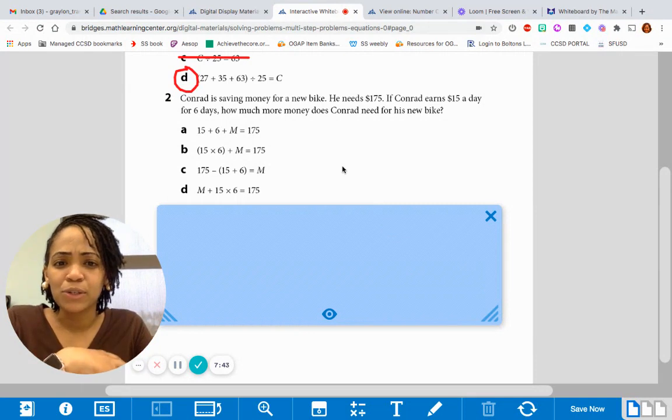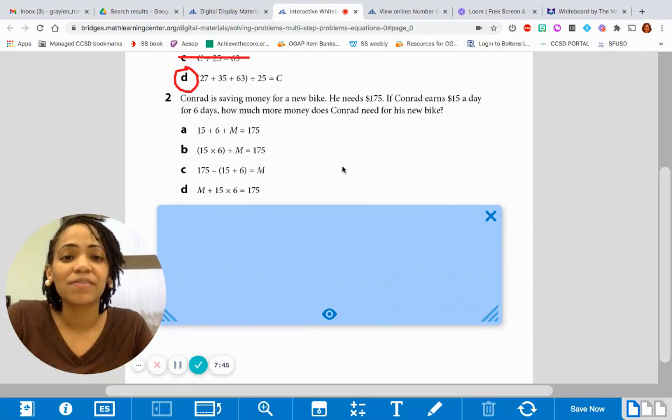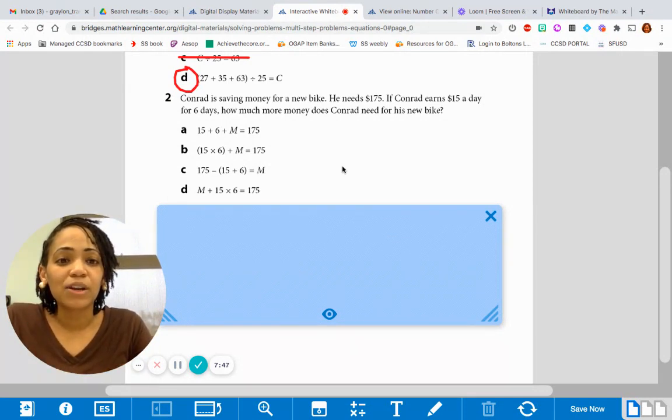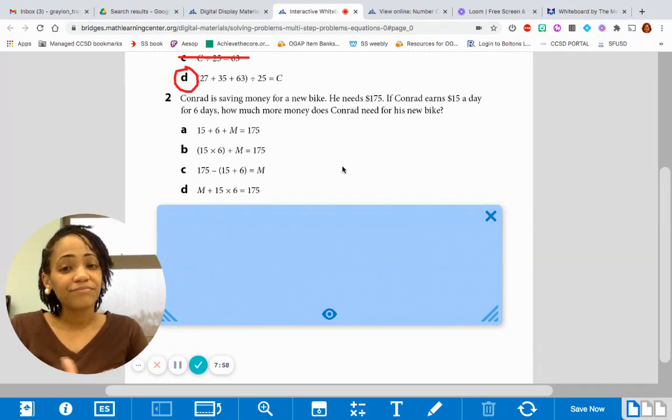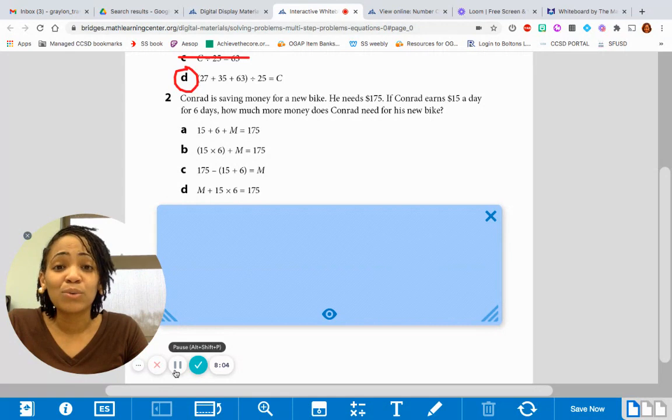So I'll read it for you. Conrad is saving money for a new bike. He needs $175. If Conrad earns $15 a day for 6 days, how much more money does Conrad need for his new bike? First things first, you need to think about the problem. See if you can put this problem into your own words.